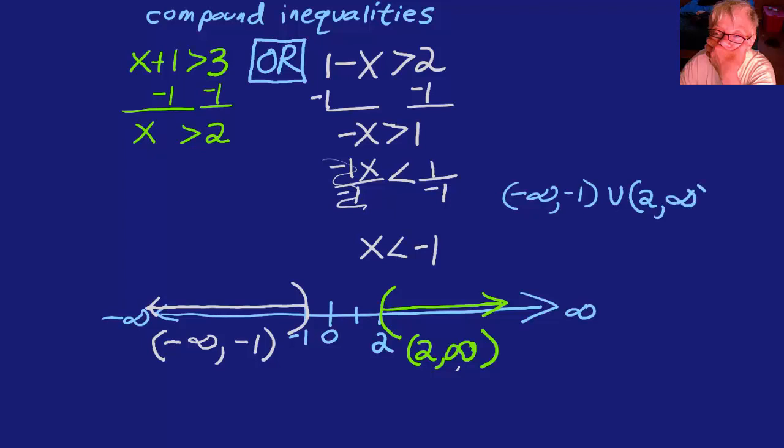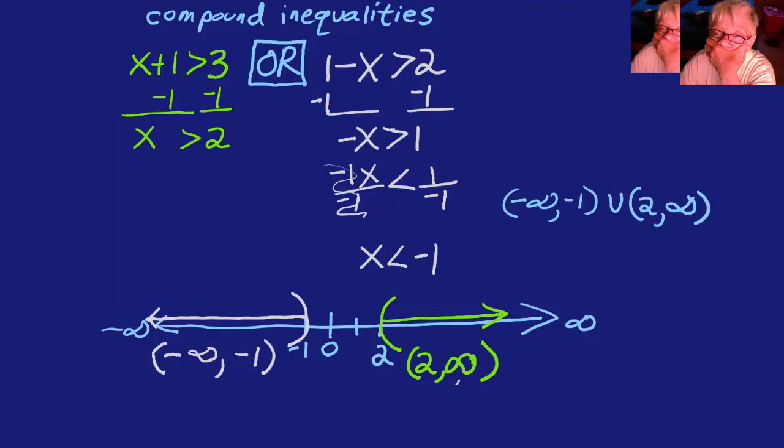Now, what does union mean? Union means everywhere where there's an arrow, everywhere where there's an individual solution set, that's part of the total solution set. That could be a little difficult to understand, but what we're talking about is every point to the left of negative 1 or every point to the right of 2, or both. That's what a union is.